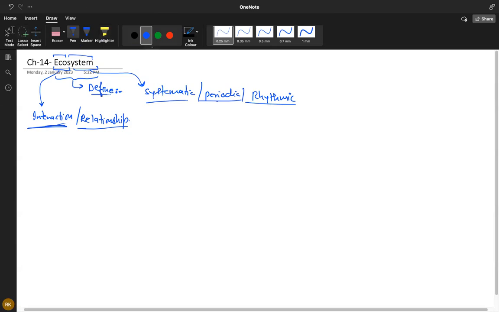So let's first write down. In a way, if I say that ecosystem is a functional unit of nature, am I correct? Yes. So by understanding ecosystems, we are actually understanding how nature works. How are farmers able to grow crops in their fields? So what do you think? Farmers just go, put the seed, put the fertilizers, and the crops come up? No, right?